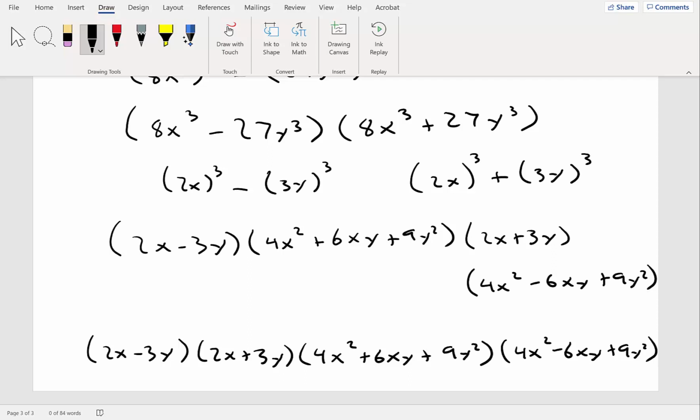So that last example was a little bit difficult because you had to first use the difference of 2 squares formula, and then go ahead and use the difference of 2 cubes and the sum of 2 cubes.